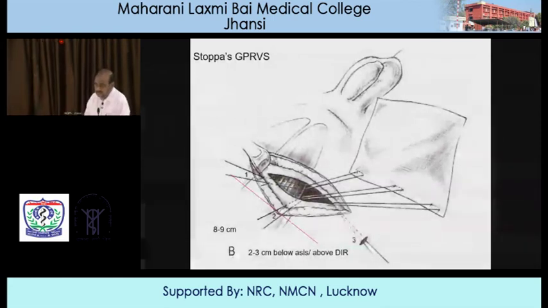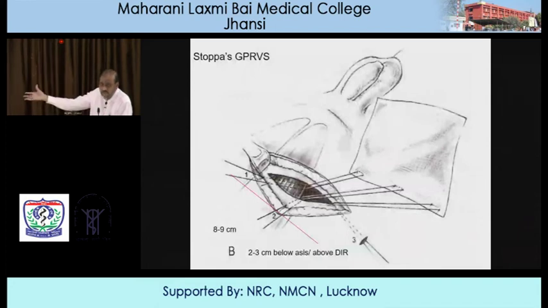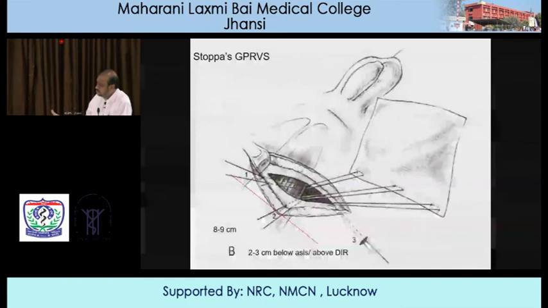And when you went to the preperitoneal space, you could position a mesh very well in that preperitoneal space. So basically the principle is what? Preperitoneal placement of mesh. That is what is being done in a laparoscopic hernia repair. The preperitoneal placement of mesh.